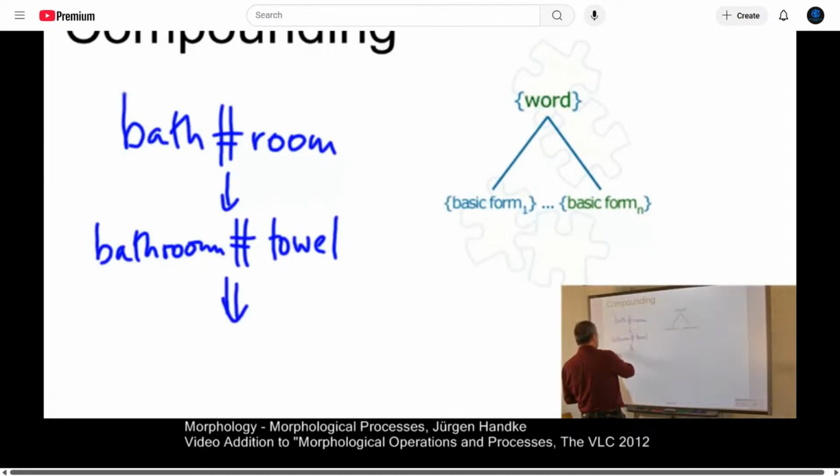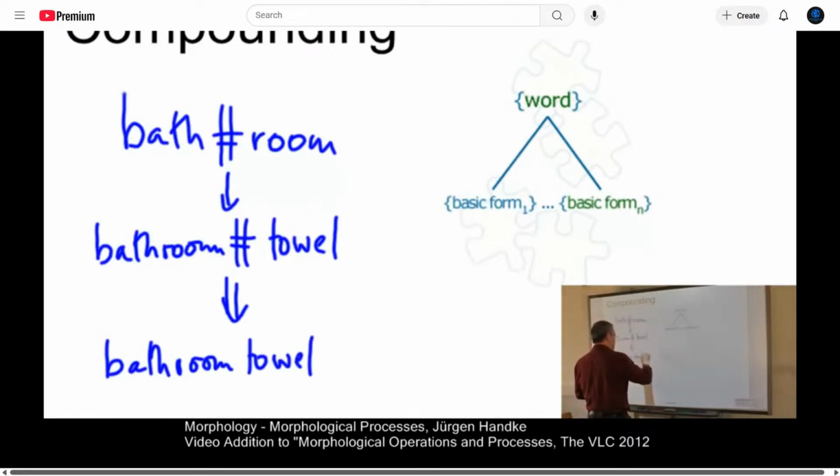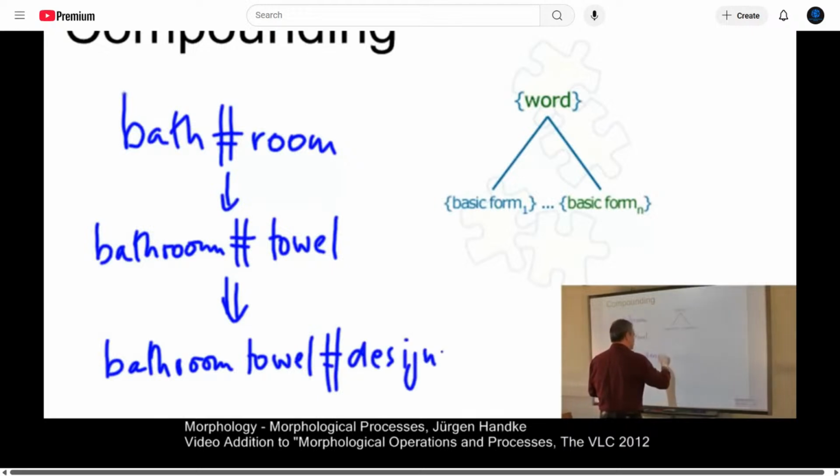We could use this as an input to our next compound, bathroom towel, and then we could add designer. And here you see something very interesting. Now, compounds, of course, can undergo further morphological processes. For example, here we have design plus ER, a derivative, and we can even add an inflectional morph at the end to turn it into bathroom towel designers.